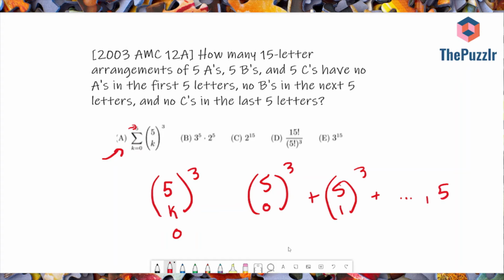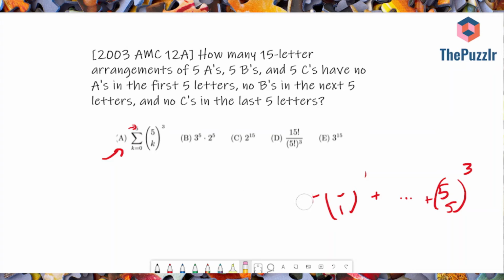So 5 choose 5 cubed. So that's all that's saying. You don't need to be scared of that notation. That's all that's saying. It's also highly likely that that probably won't be our answer and they just scared us with that. But let's see.